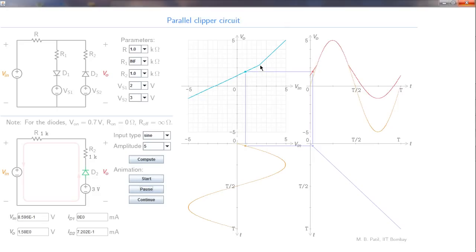Alright, so here is the breakpoint now. This slope is still 1 by 2, this slope is still 1, and the breakpoint has shifted to 2.3.